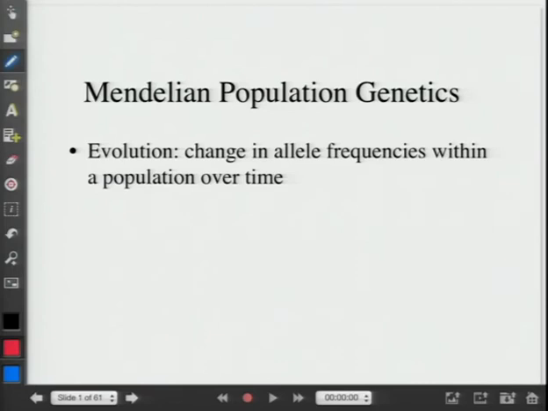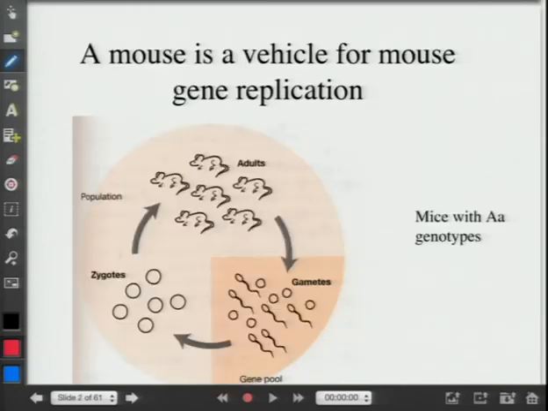So this is, in a sense, redefining evolution in a genetic sense as change in allele frequencies within a population over time. Right? It's the genetical view of evolution by natural selection. So, again, getting away from an organismal way of thinking about things. You tend to think that mice are organisms and mice produce gametes in order to make more mice. Mice reproduce in order to make more mice.